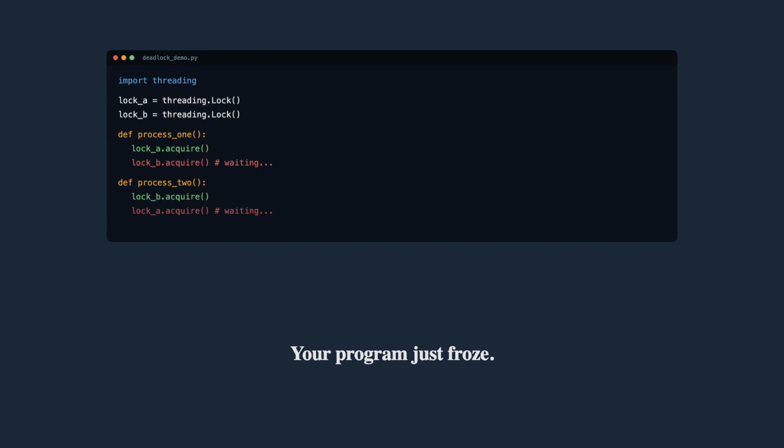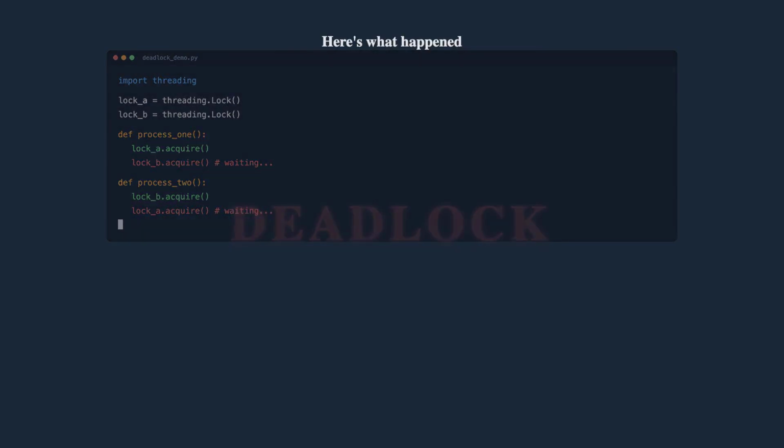Your program just froze. No crash, no error message. It's just sitting there doing nothing. You check the logs. Nothing. You check the CPU. Idle. The program is alive, but it will never make progress again. This isn't a bug in your logic. This is a deadlock. Here's what happened.